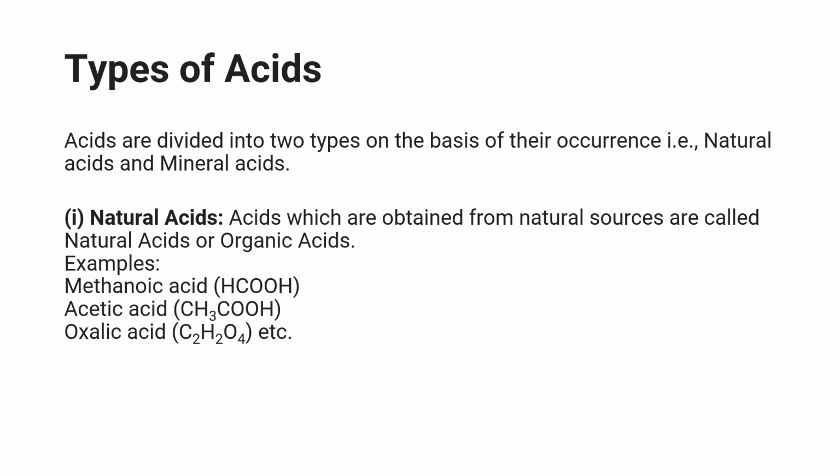Let's see the types of acids. Acids are divided into two types on the basis of their occurrence, that is natural acids and mineral acids. Number 1, natural acids. Acids which are obtained from natural sources are called natural acids or organic acids. For example, methanoic acid HCOOH, acetic acid CH3COOH, oxalic acid C2H2O4, etc.